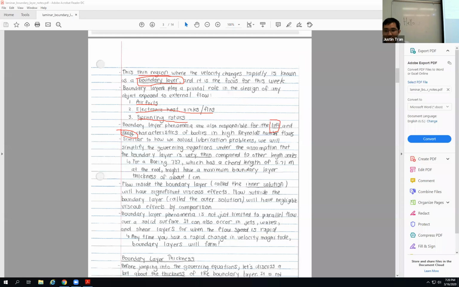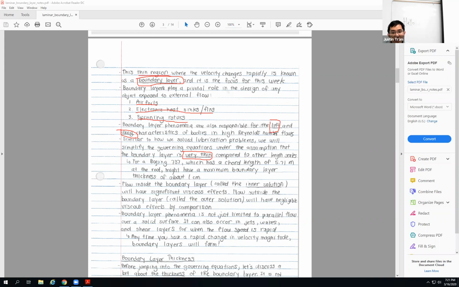Okay. One really important feature of the boundary layer is that it's going to be really thin. Just as we saw with lubrication problems, a lot of times the viscous effects are confined to just a very thin layer on top of the surface. So just to give you a sense of scale for what that's like.